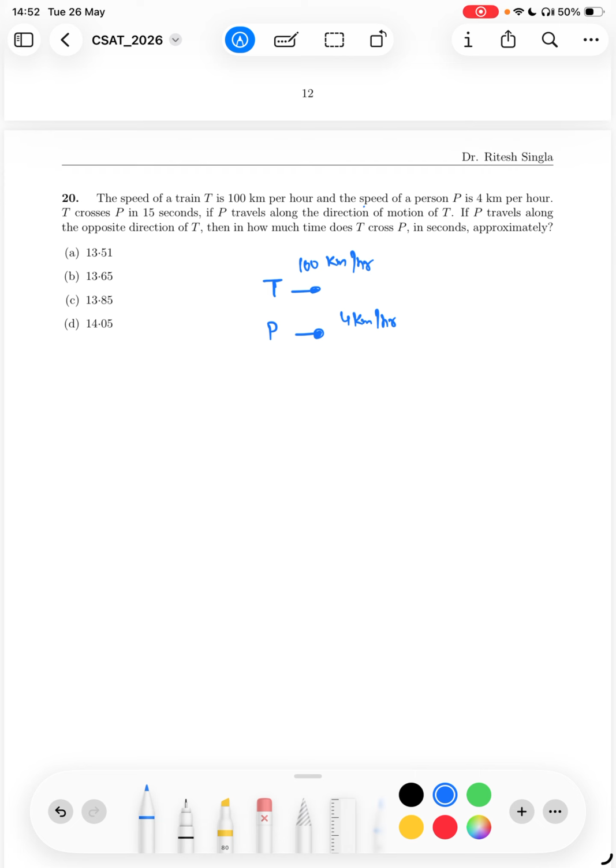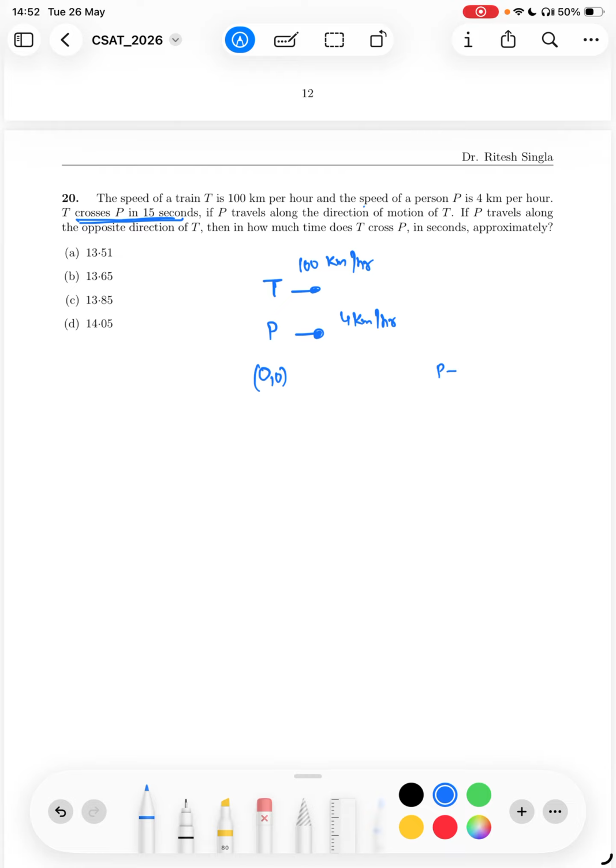Okay, and then they are asking, if P travels along the opposite direction of T, how much time will it take? Okay, so first of all let us see, if both of them start at origin 0, what will happen? After 15 seconds, what will be the position of P? How much would P have traveled?